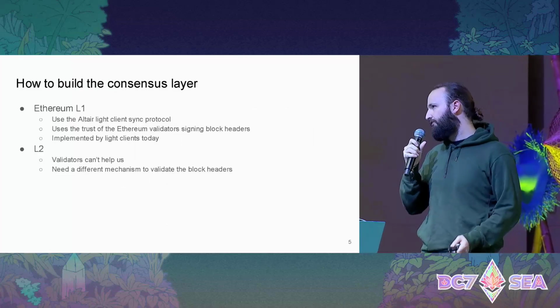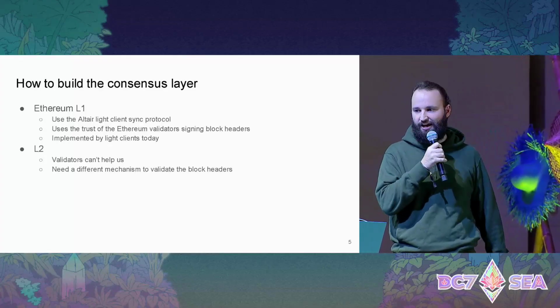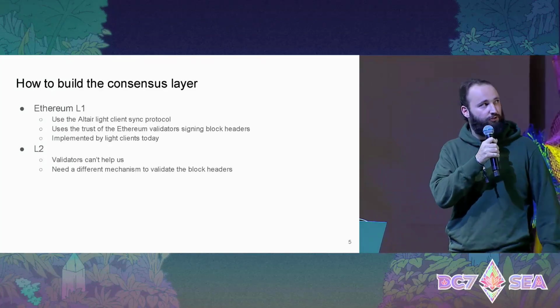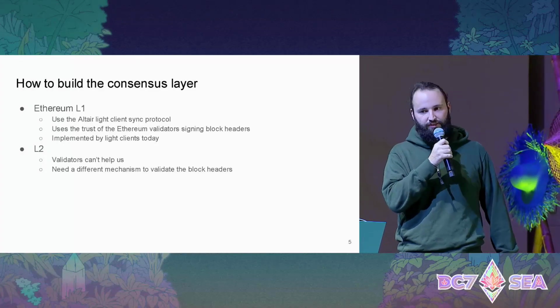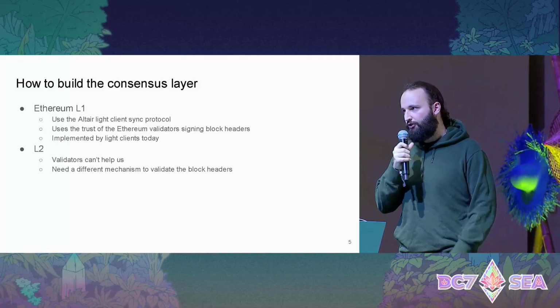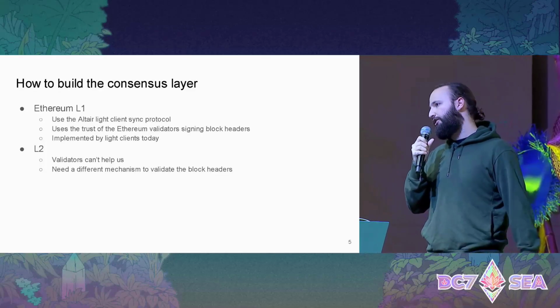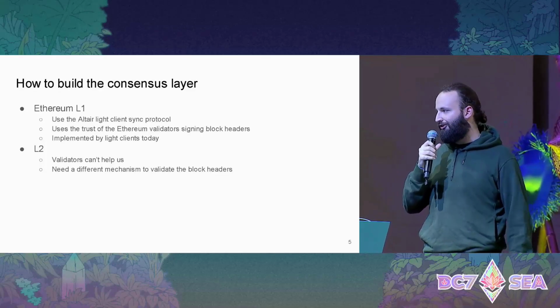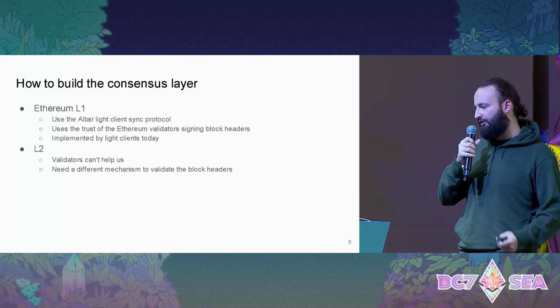But we've kind of viewed this consensus layer portion as a black box. It just verifies headers. But how does this work? So on Ethereum at layer 1, we use the Altair Light Client Sync protocol. And this uses the trust in the Ethereum validators signing block headers. So the way this tends to work is that Ethereum has this thing called the Sync Committee, which is a set of 512 validators that are elected for a 27-hour period to just sign blocks.